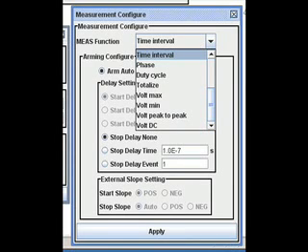Measurement config allows measurement of frequency, frequency ratio, time interval, period, rise time or fall time, width, positive or negative, duty cycle, phase, totalize, max voltage, min voltage, peak-to-peak voltage, or DC voltage.